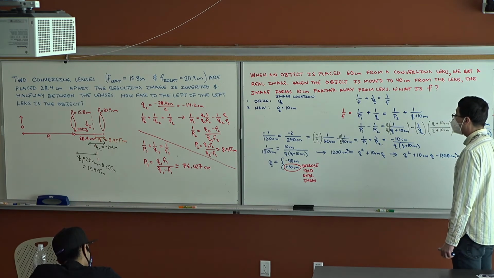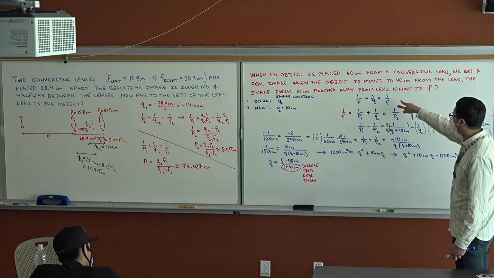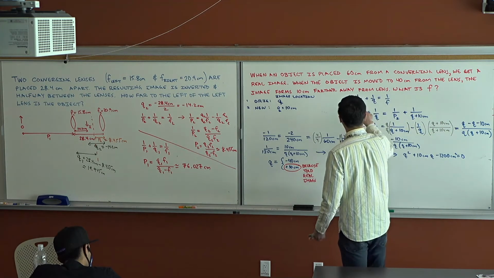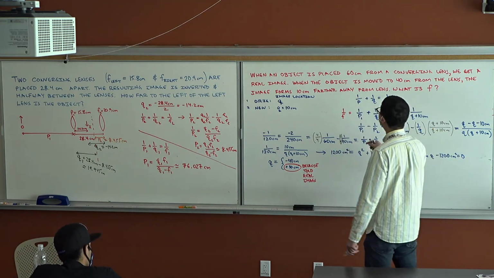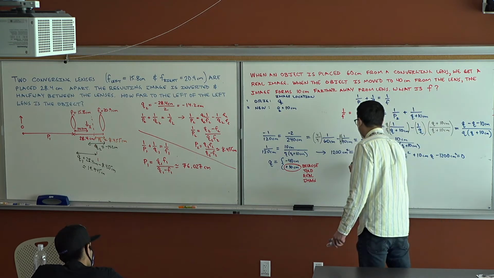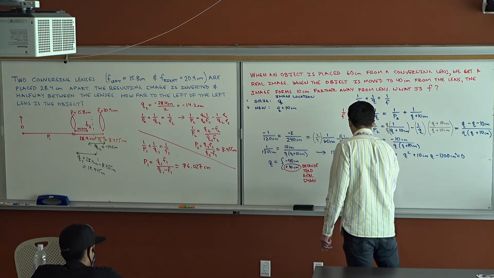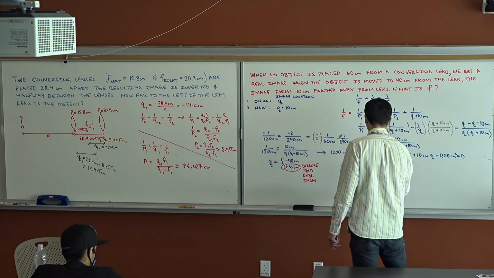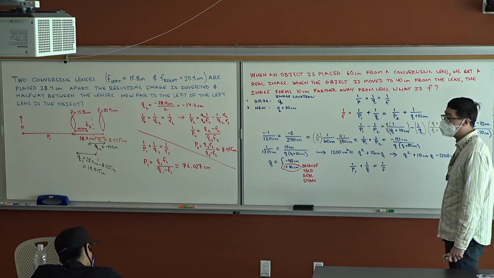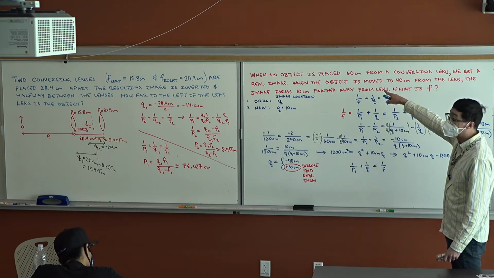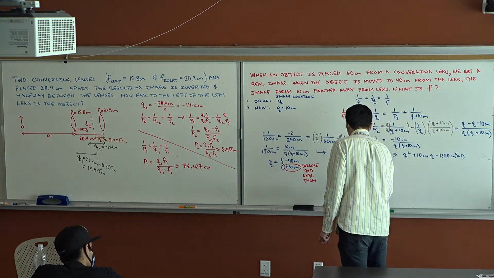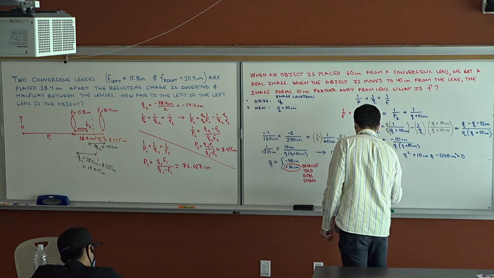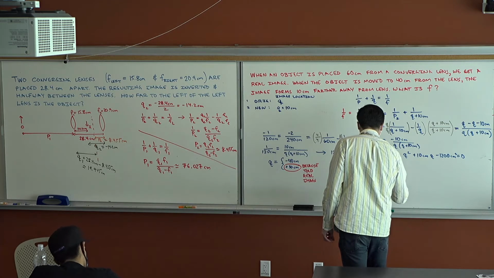So now we can come back to our original equation and say that 1 over P plus 1 over Q is 1 over F. So 1 over P1 plus 1 over Q is equal to 1 over F. P1 is 60 centimeters. So we have 1 over 60 centimeters plus 1 over 30 centimeters is 1 over F.